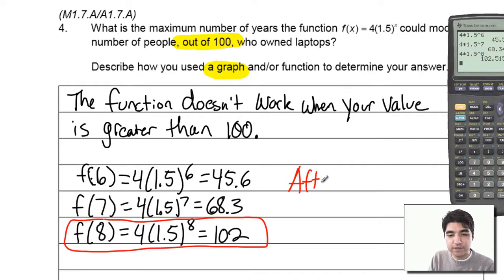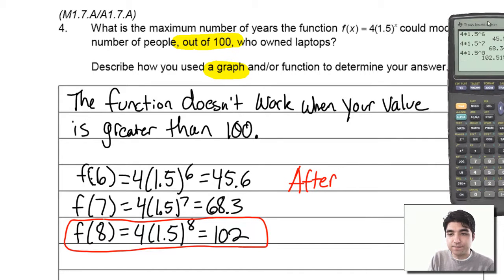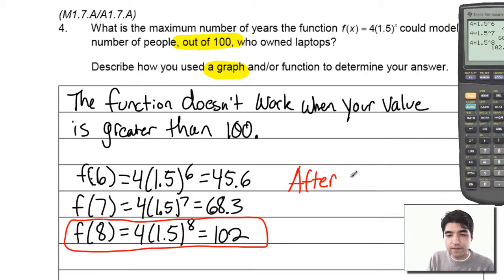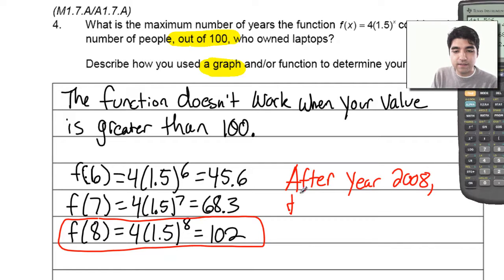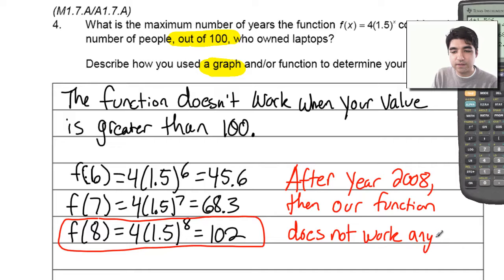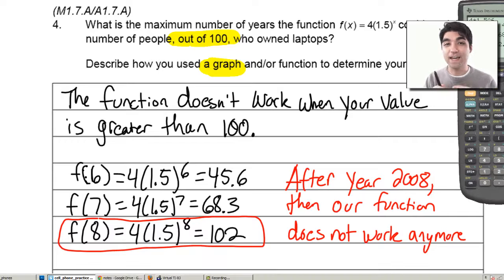So after year 2008, then our function does not work anymore. Okay, hopefully that makes sense. So after we get past 100 out of 100 people, then we don't need our function anymore, because that means that 100% of the people in the population have laptops then.